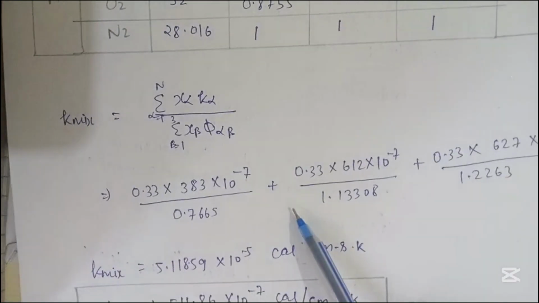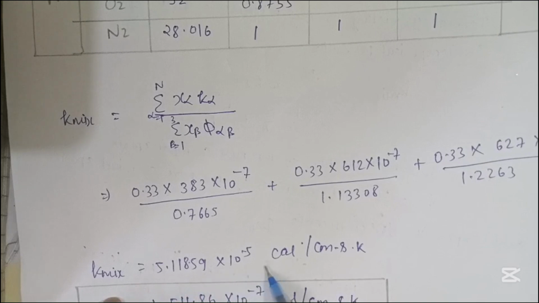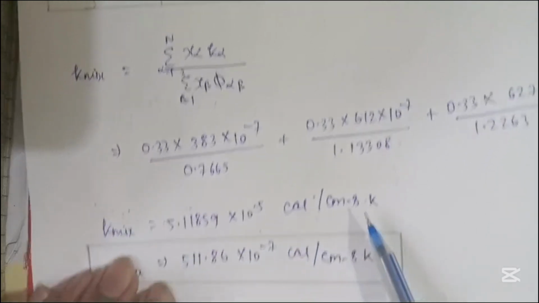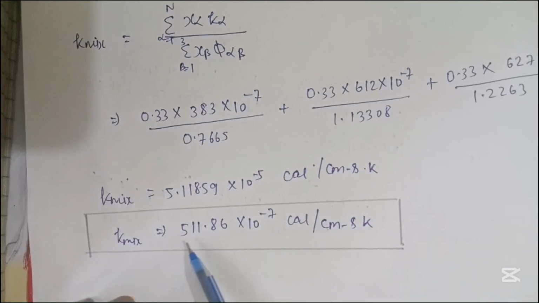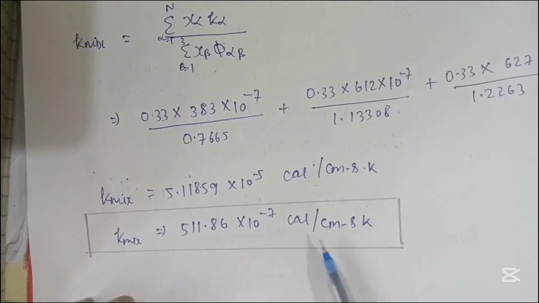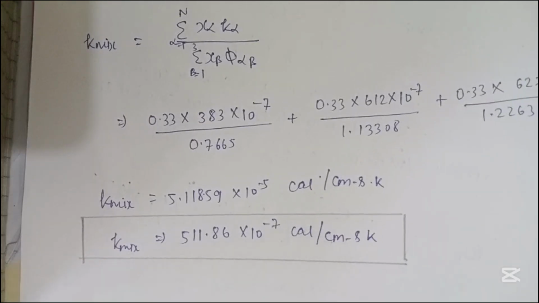We have calculated the expression. It's coming 5.118 into 10 to the power minus 5 calorie per centimeter second. We can write as per the question, the thermal conductivity of the mixture is 511.86 into 10 to the power minus 7 calorie per centimeter second Kelvin. Hence, we have solved this question.